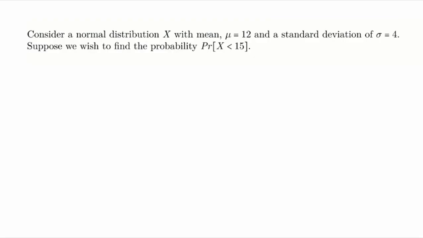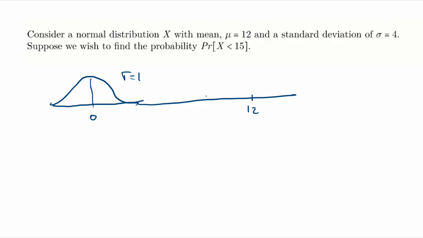Okay? So let's do this one. Consider a normal distribution x with mean mu equal to 12 and a standard deviation of 4. If you think about it, the standard normal would be sitting on 0 with a standard deviation of 1. You're talking about a curve that is sitting on 12. The center is sitting on 12, and it's 4 times more spread. Okay, so that's what you're talking about.